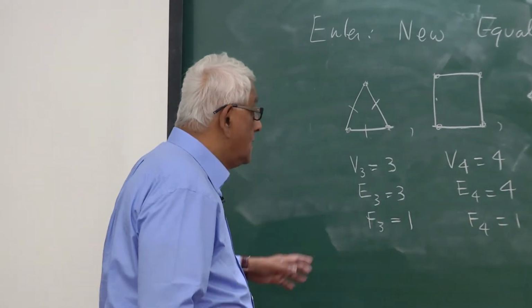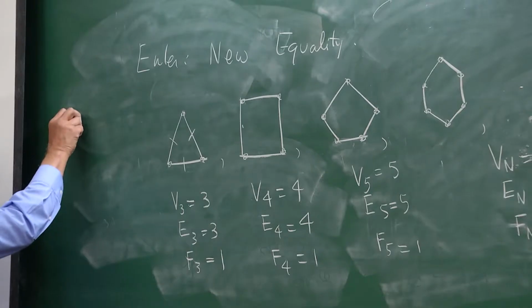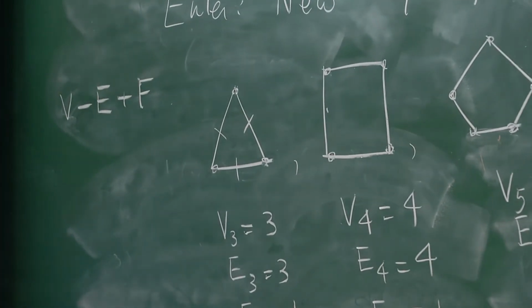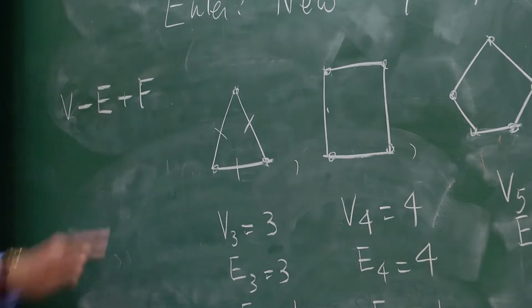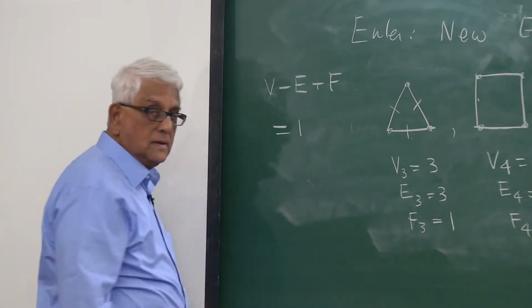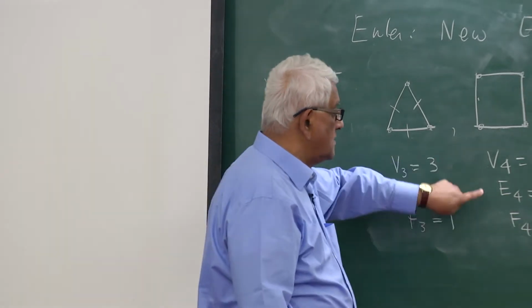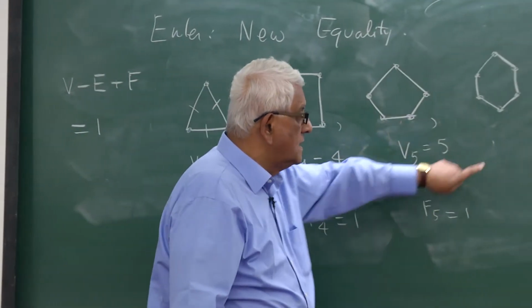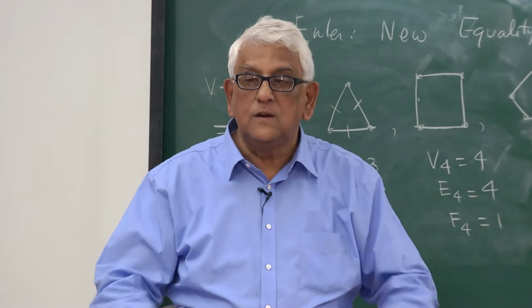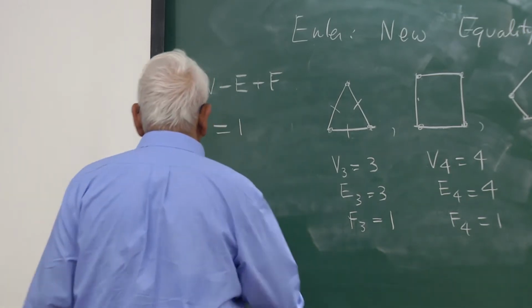So, then what he did was he looked at the combination V minus E plus F. So, the number of vertices minus this plus that. So, in all of these cases you see this is equal to 1. Right. So, whether here V minus E plus this, V minus E plus this, V minus E plus this, V minus E plus this is 1. So, he said all of these pictures are equal. So, any picture which has this list is equal.